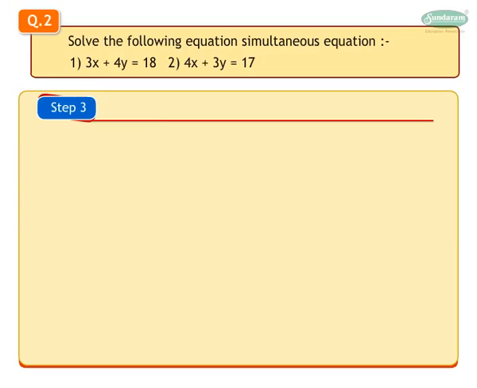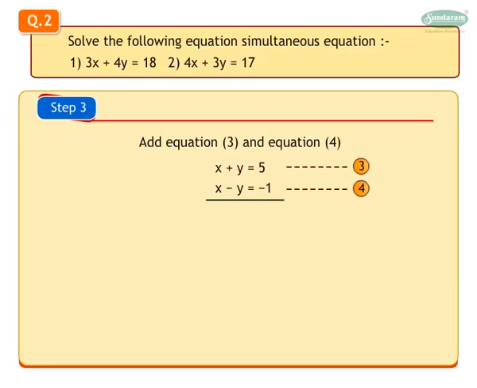Step 3. Add equation 3 and equation 4 to eliminate y. We get x + y = 5, x - y = -1. Therefore, 2x = 4. Therefore, we get x = 2.